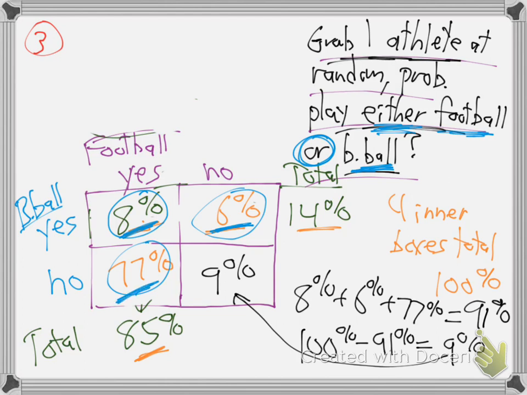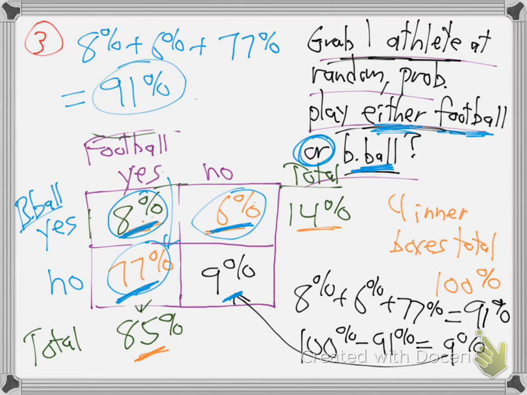These 77%, yes, they played football, so they're in. I don't even need to think about basketball. The only people not in are the 9%, because they played neither football nor basketball. So it's 8% plus 6% plus 77%. We don't even need to divide because it's already out of 100%. That's kind of nice. Is that 91? 91% played either football or basketball.